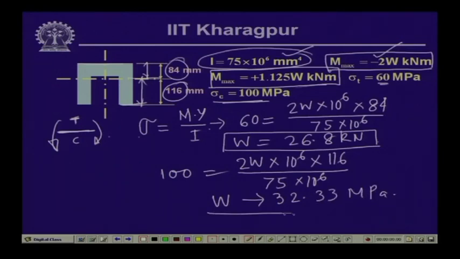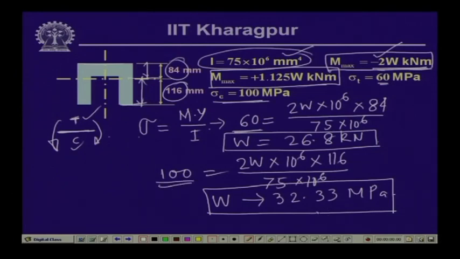So, corresponding to this value of the bending moment, which is twice W, the maximum negative bending moment, we get the tensile stress at the top and the compressive stress at the bottom, and corresponding to these limiting values of the tensile stress and the compressive stress, we get the two values of W, which is 26.8 kilonewton and 32.33 kilonewton. Now, obviously, if we have this particular load applied on this beam, then the stress level in tension will be exceeding 60, and as a result the beam will fail. So, we will have to limit ourselves to this load value of 26.8 kilonewton.